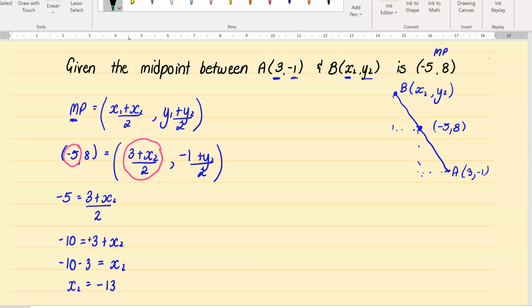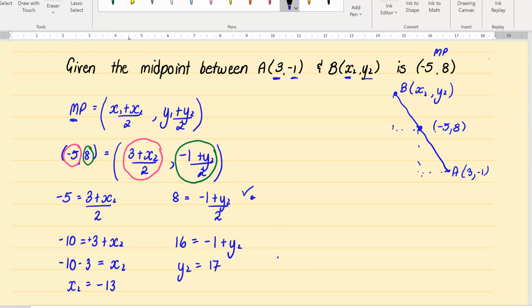We're going to do the same with our y values, because this y value has to equal this y value slash coordinate. And again, you must write that down. Try not to jump. I know it seems like it might be pretty straightforward, but always write down this line of thinking, because that will give you a mark when I'm looking at it. And once again, to get rid of our divide by 2, we will multiply, we get minus 1 plus y2, and in this case, to get rid of our negative 1, we will add 1. So we end up with y2, 16 plus 1 is 17. Therefore, B is the coordinate minus 13, 17.